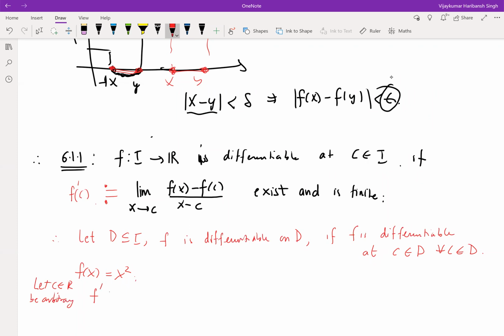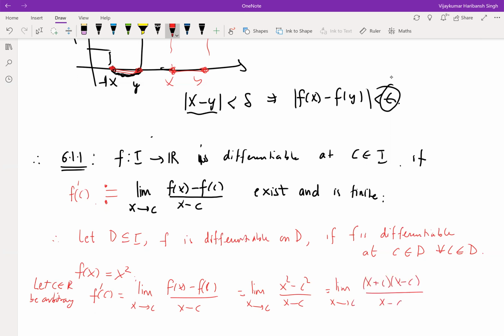You can see that f prime C is going to be the limit as x goes to C of f of x minus f of C divided by x minus C. This is going to be the limit as x goes to C of x squared minus C squared upon x minus C, which is going to be the limit as x goes to C of x plus C times x minus C over x minus C. And in the limit game, you can cancel this off, so you get 2C.